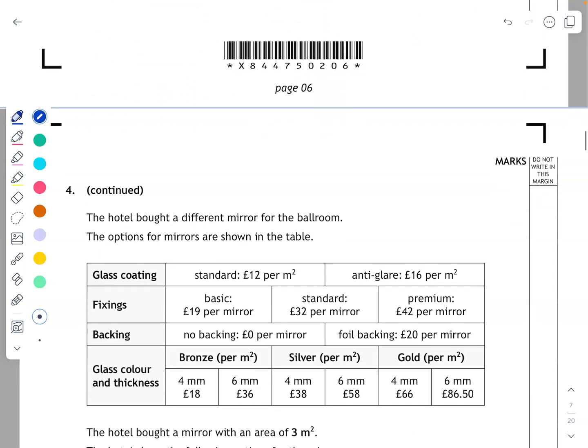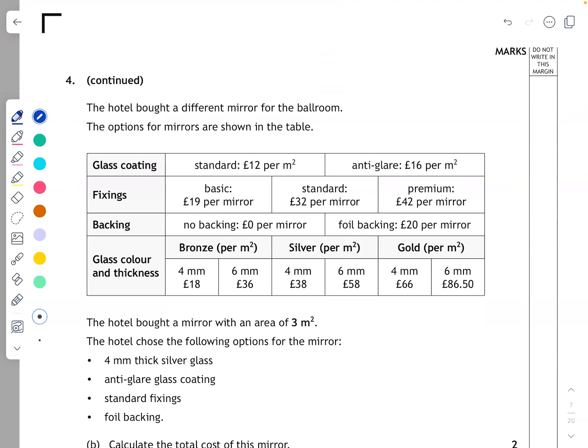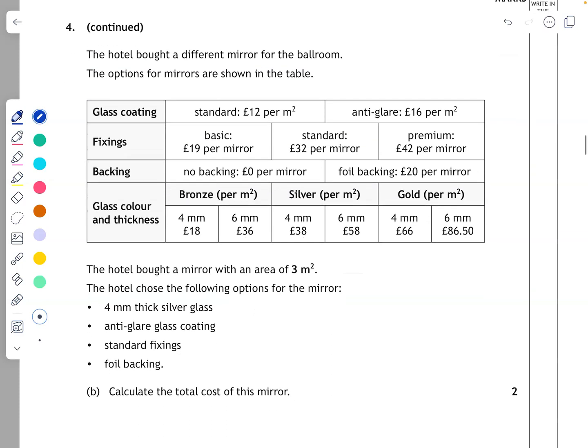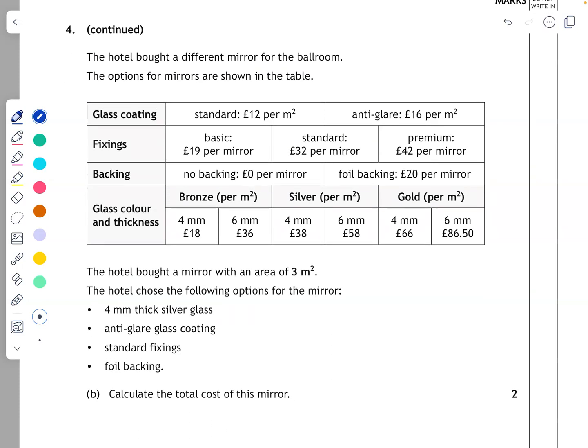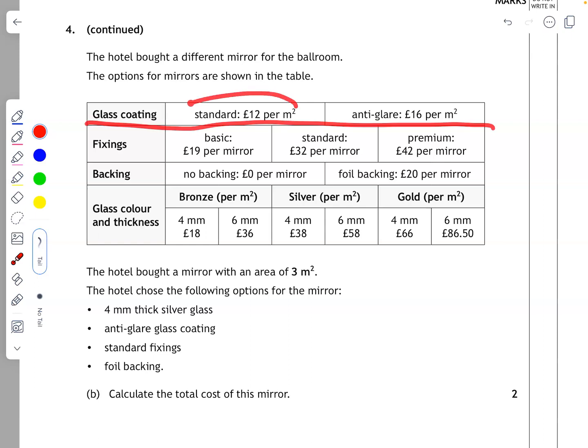So part B here, so we've got the continuation of this. The hotel bought a different mirror for the ballroom. The options for mirrors are shown in the table. So we got various furnishings. We got glass coatings. So we've got standard glass coating and then the anti-glare. Notice these are in per meter squared here. We've got fixings. So we've got basic, standard, premium, and these are just per mirror. We got the backing. So no backing, and then foil backing, and that's per mirror.